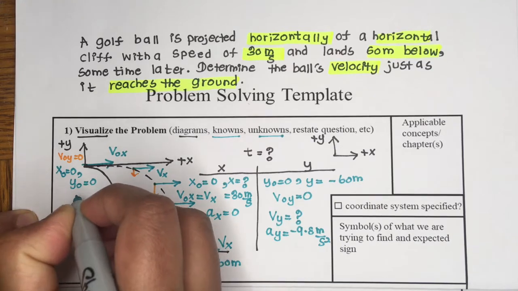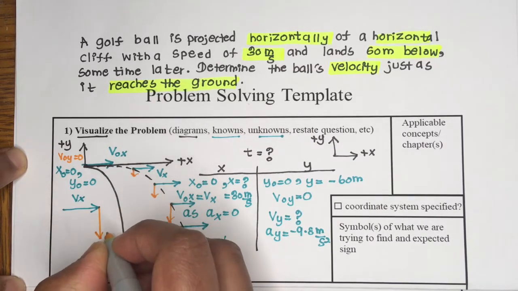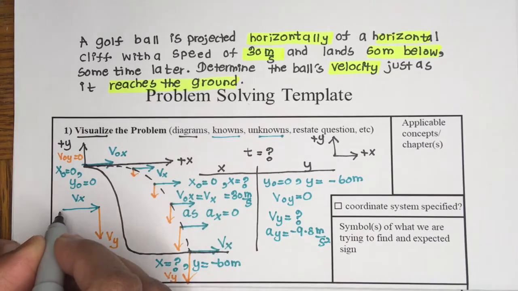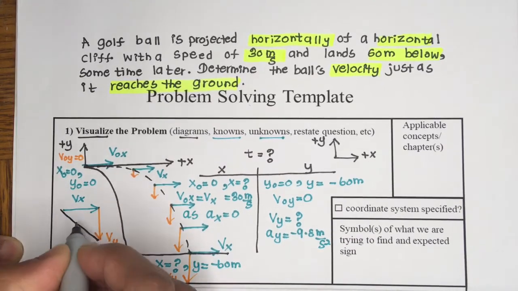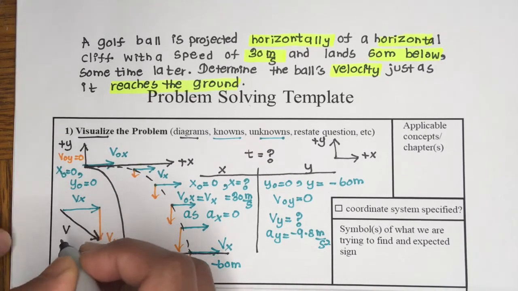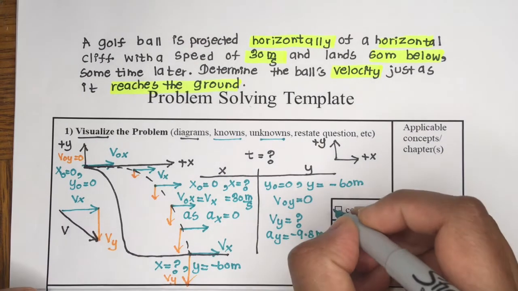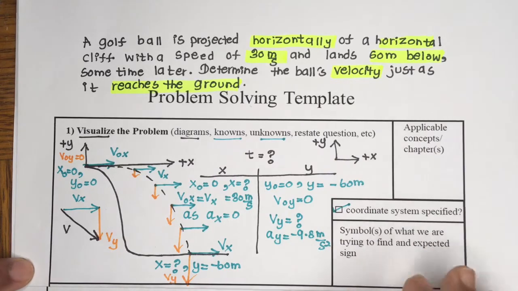Now, if you want to calculate the velocity when it reaches the ground, you need to add the x and y components of the velocity. But it's not just the arithmetic addition. You have to add them as vectors. So you have to perform the vector addition.